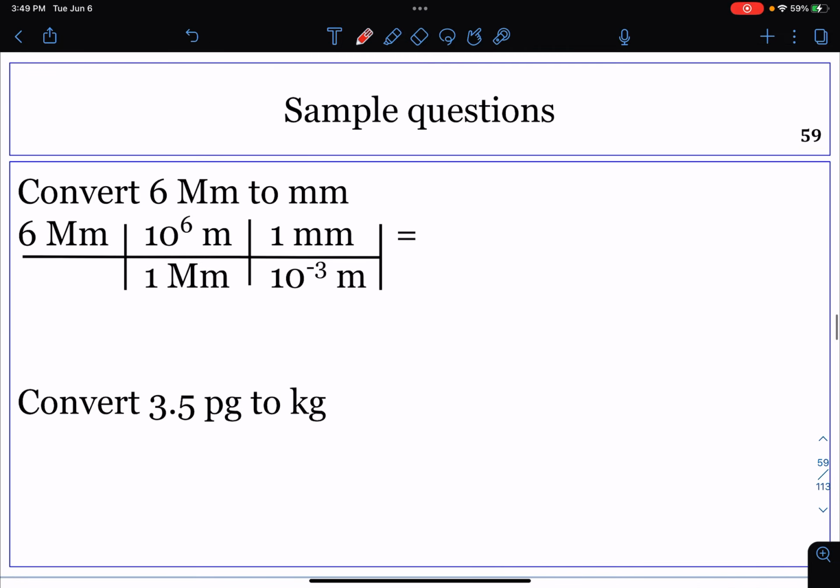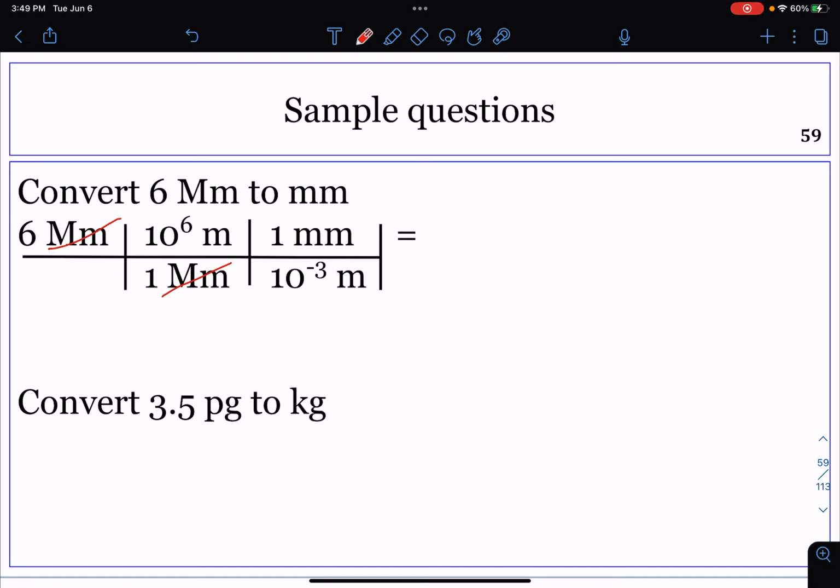So here's the first one. We need to convert 6 megameters into millimeters. So we're going to first write out what we're given. We're given 6 megameters. There's no unit conversion for that. 6 megameters isn't equal to anything in unit conversions. 1 megameter is equal to 1 million meters. The prefix, or the multiplier for mega is 10 to the 6, so that goes with the base unit. The meter is the base unit. And we're going to write the 1 megameter on bottom, so that we can cancel the megameters.